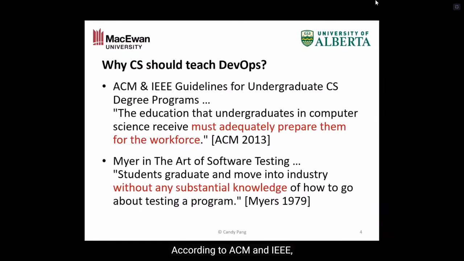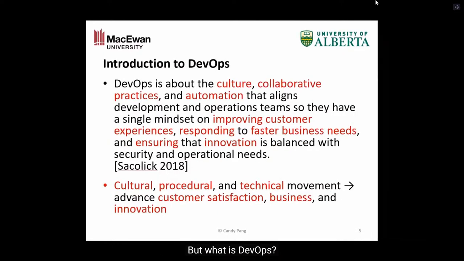According to ACM and IEEE, computer science undergraduate programs should prepare students for the workforce. Since DevOps is an important skill required by the IT industry, institutions should teach computer science students DevOps before they enter the workforce. But what is DevOps?